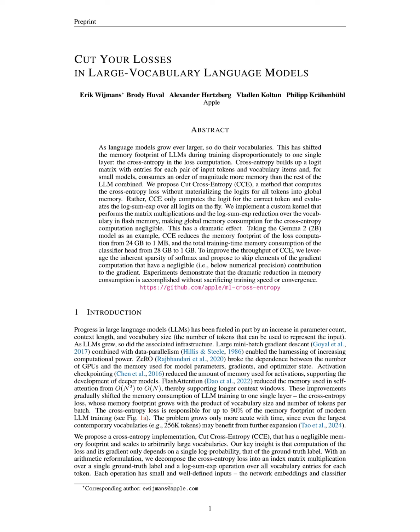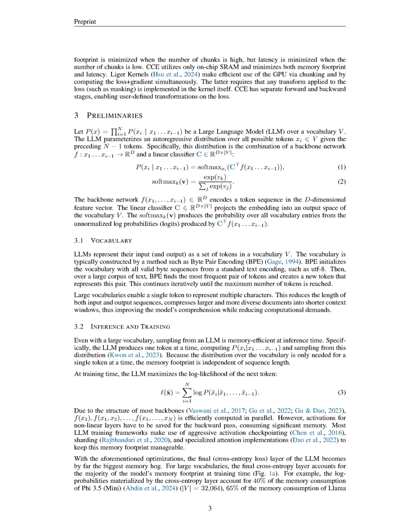The proposed Cut Cross-Entropy (CCE) method reformulates the cross-entropy loss by focusing on the computation of a single log probability corresponding to the ground truth label, rather than calculating the full logit matrix for all vocabulary entries. The computation involves two main steps. First, an indexed matrix multiplication that combines the embeddings of the input tokens with the classifier matrix, yielding a vector of scores for the ground truth labels. Second, a log-sum-exp operation is performed over all vocabulary entries, which is independent of the next token being predicted.